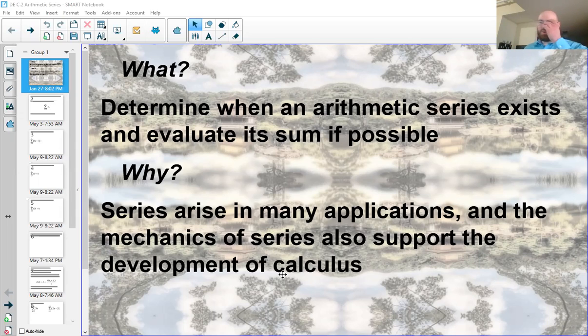In any case, we're going to determine when an arithmetic series exists and evaluate its sum if possible. Series arise in many applications, and the mechanics of series also support the development of calculus in particular. Even though we won't go into the calculus nature of series and sequences in this course, it is still an important foundation for future math classes.